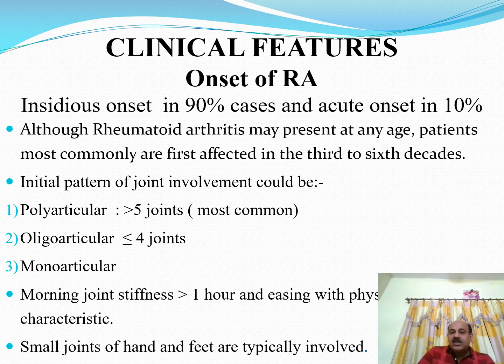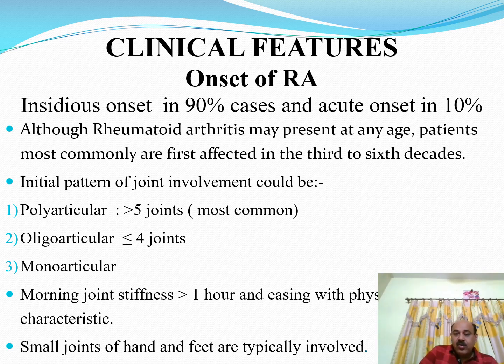Although rheumatoid arthritis may present at any age, the patients are most commonly affected in their 3rd to 6th decade of life. The pattern of joint involvement is also very peculiar in rheumatoid arthritis. In RA, mostly more than 4 joints are involved. That is the most common presentation. This is also called polyarticular presentation.